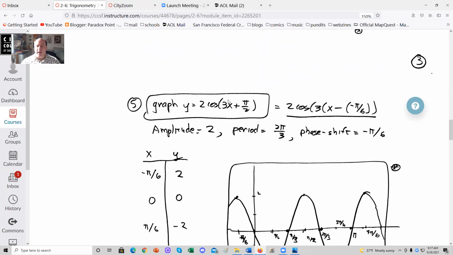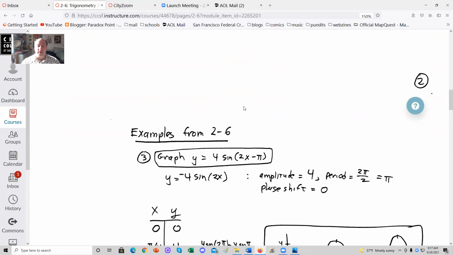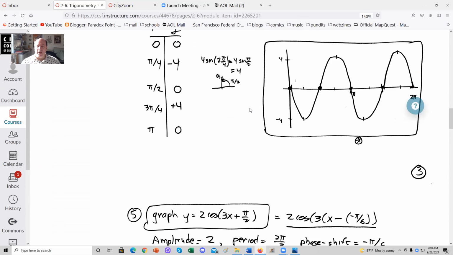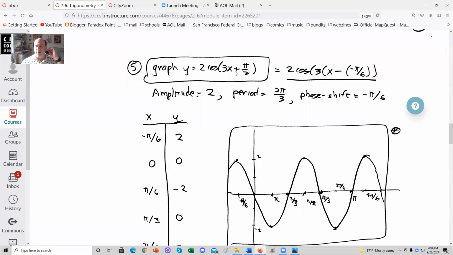Here's 2 sine 3x plus pi over 2. Well, I could use this business about if you add a pi over 2 inside a cosine, that'll just be a minus sine. But I'll do it the other way. So we pull out a 3 and get 2 sine 3 of x minus negative pi over 6. So you have an amplitude of 2, a period of 2 pi over 3, and a phase shift of negative pi over 6.